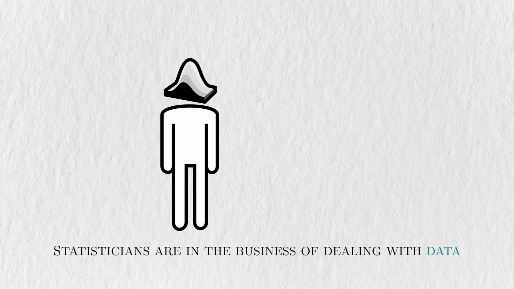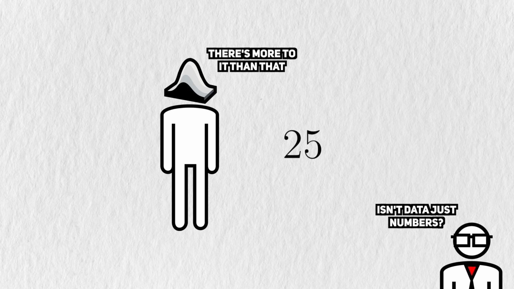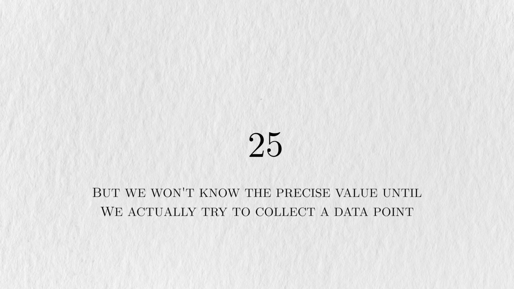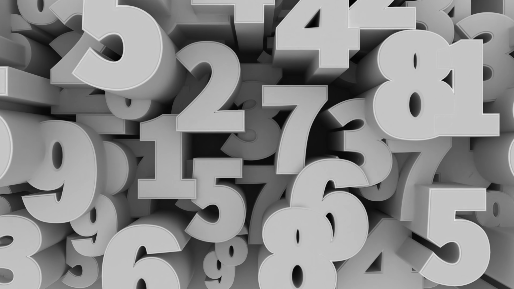Statisticians are in the business of dealing with data. On a surface level, data may just seem like information in the form of numbers, but there's more to it than that. When we collect data, it's impossible to predict what we'll see ahead of time. We might have an idea of what values we might see, but we won't know the precise value we'll see until we try. That is, data are random events, uncertain and unpredictable. Data are random objects, so we need to involve concepts from probability.